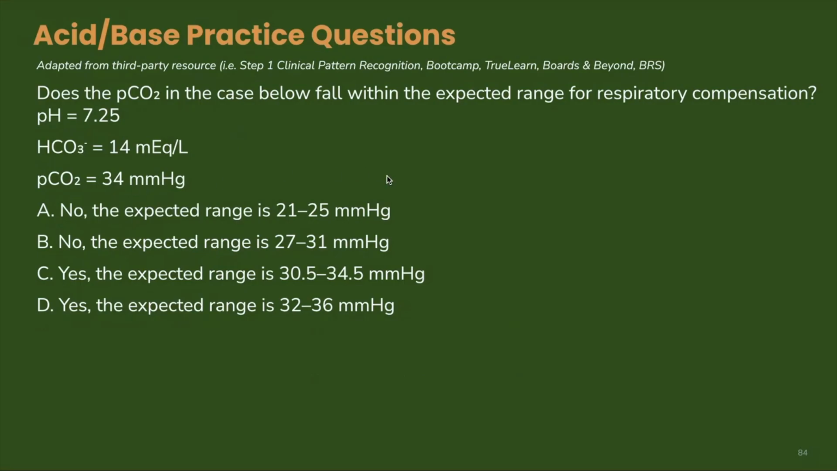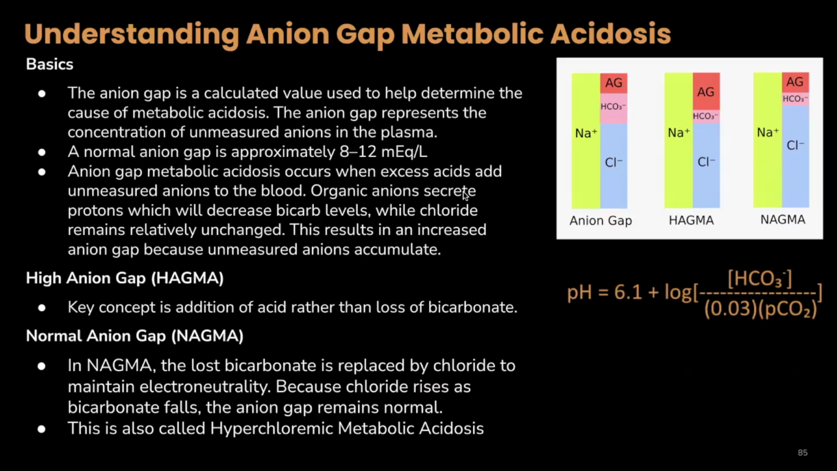Okay, so now I want to do plus or minus 2. What's plus or minus 2? Well, 29 plus 2: 29, 30, 31. The lower range is going to be 29, 28, 27. So my expected range should be 27 through 31. Is this PCO2 within 27 through 31? No, right? And so this is not falling within the expected range for respiratory compensation.